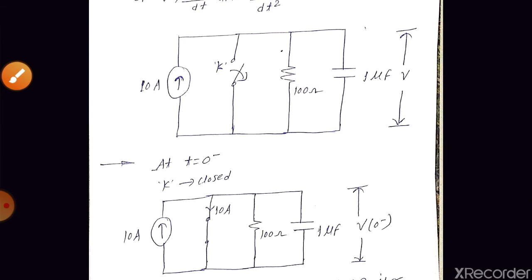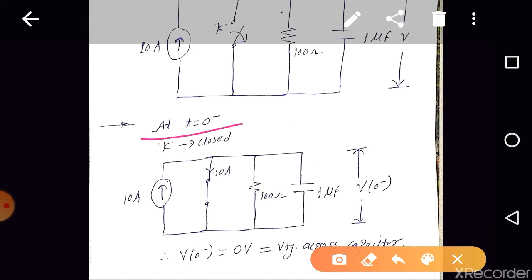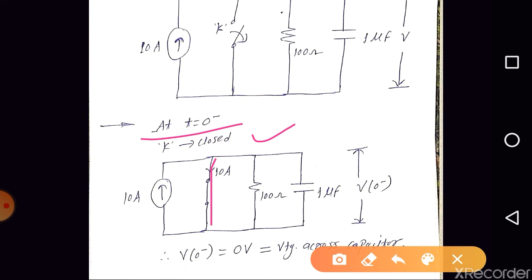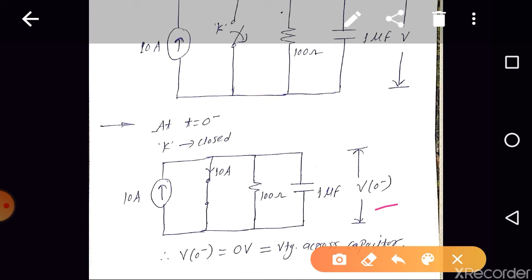Okay, so at t equal to 0 minus, what is the equivalent circuit? Switch is closed. So if the current here is 10 ampere, the full current will flow through this branch. So the current in this branch is 10 ampere. What about here? Current will not flow through this resistor, and current will not flow through the capacitor. So at t equal to 0 minus, let us consider this voltage is v at 0 minus. The voltage between these 2 points is the same as the voltage between these 2 points.